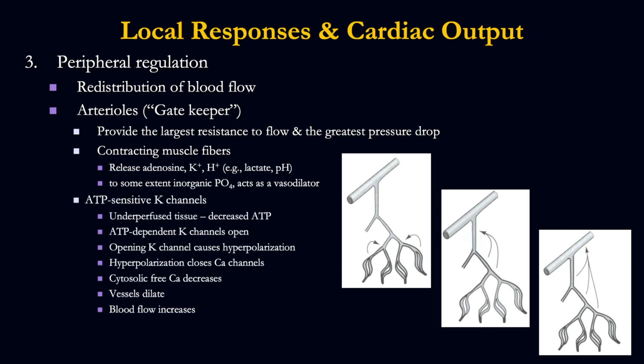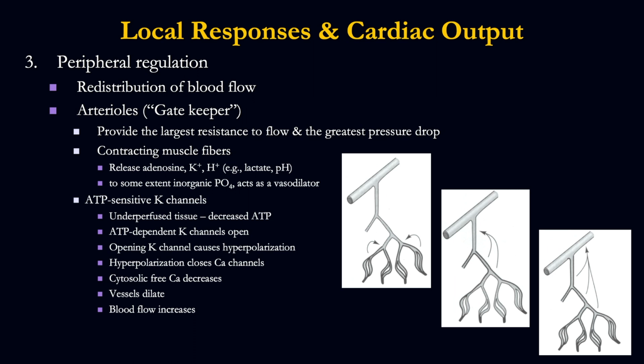We also have ATP-sensitive potassium channels. These channels are very responsive to underperfused tissue. When there's a drop in ATP, these ATP-dependent potassium channels are going to open up. Opening the potassium channel causes hyperpolarization. This hyperpolarization then is going to close off calcium channels, which then is going to allow the cytosolic free calcium to decrease. That then results in blood vessels dilating. This, therefore, increases blood flow.